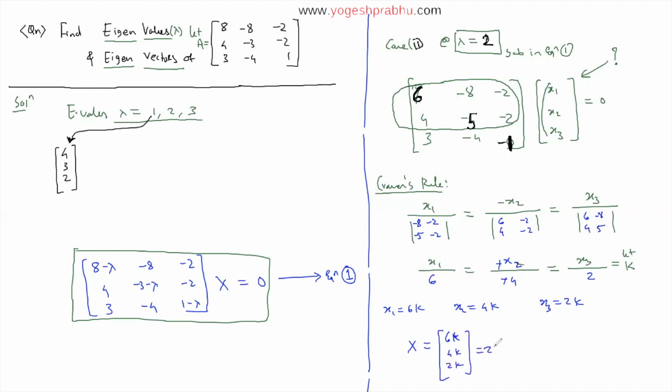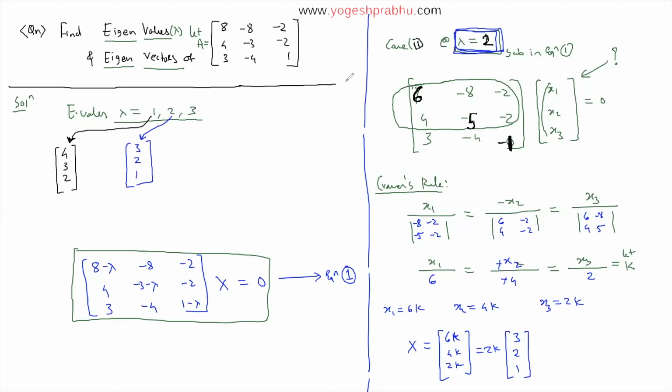Of course, I can take 2k common. We just write down the multipliers here. This will be 3, this will be 2, and this will be 1. And now that's the eigenvector for the second one. So let me write down the second eigenvector. Now this I got corresponding to lambda 2. Look, I took lambda equal to 2, and when I did that, I got this eigenvector, which is 3, 2, and 1. That's the eigenvector for 2.